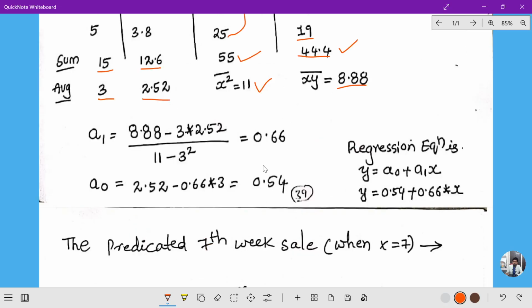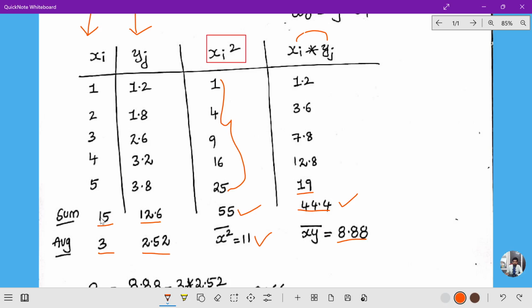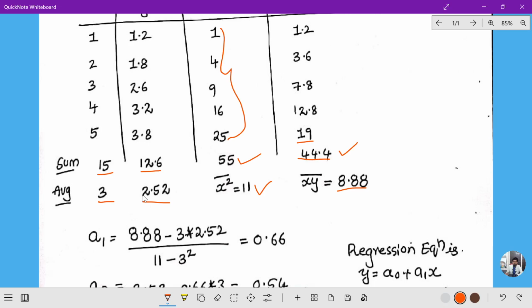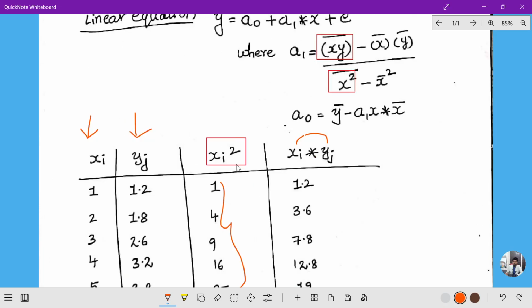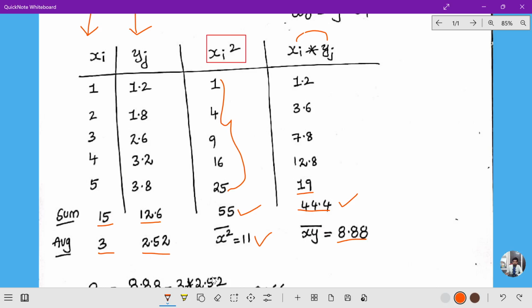What is the value of x bar? This is called x bar because x is there. We find the sum 15 by 5, which is equal to 3, x bar. And y bar is 2.52. So we substitute into this equation: x square bar minus x bar square. This is equal to 11 minus x bar square, where x bar is 3, and this is squared.